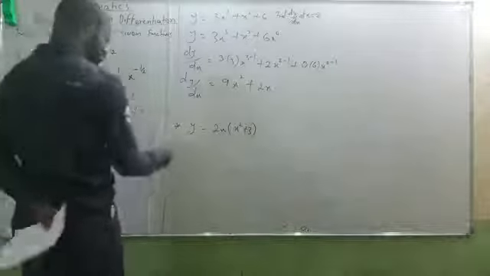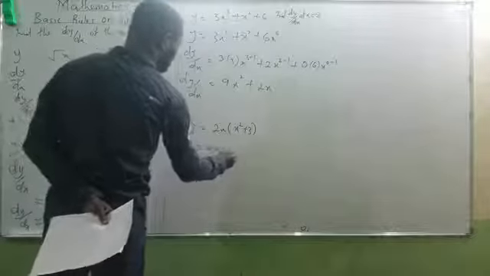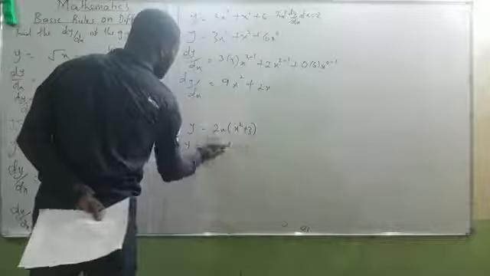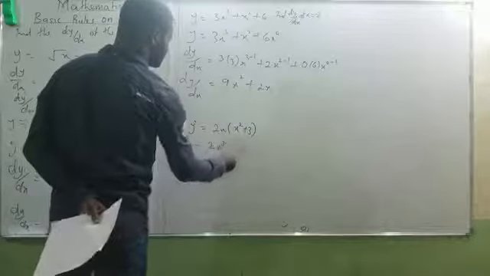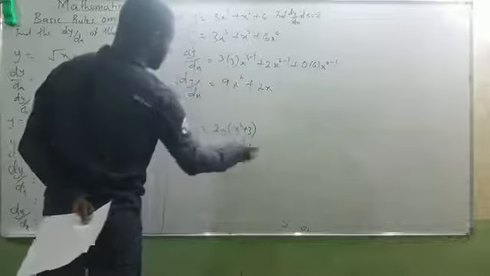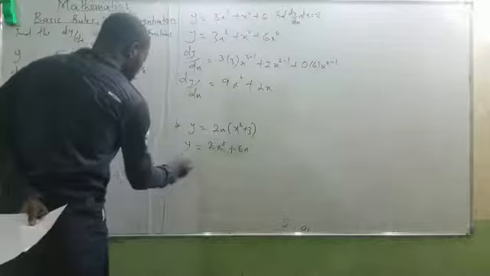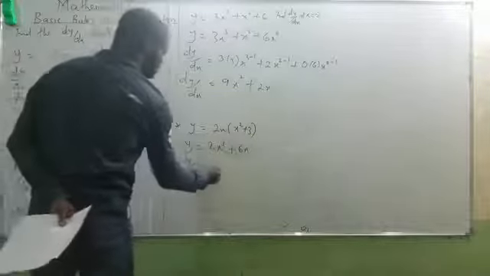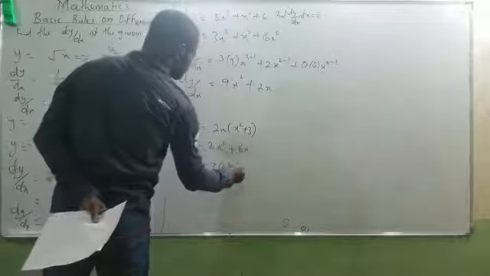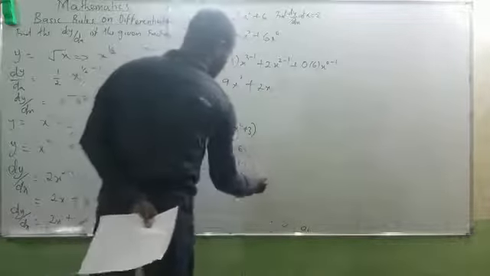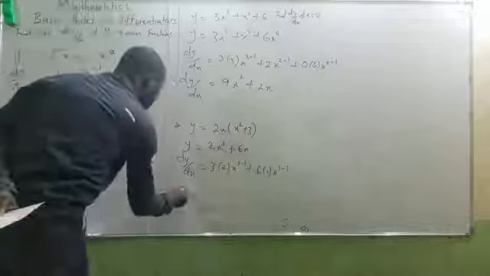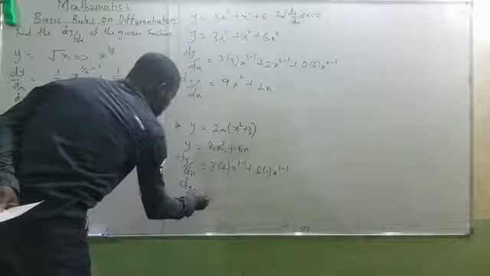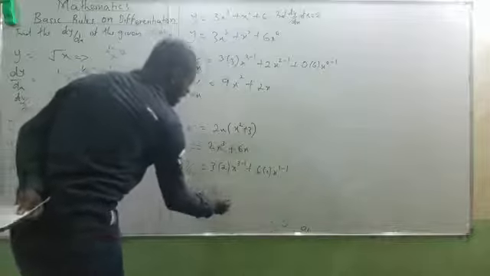Look at this also. y equals 2x bracket of x squared plus 3. I can as well write this as, now, this can be 2x raised to the power 3 plus 6x. Now, I will just have dy/dx equals 3 bracket of 2 x raised to the power 3 minus 1 plus 6 bracket of 1 x raised to the power 1 minus 1. Now, my answer will be dy/dx equals 6x squared plus 6. That is my final answer.